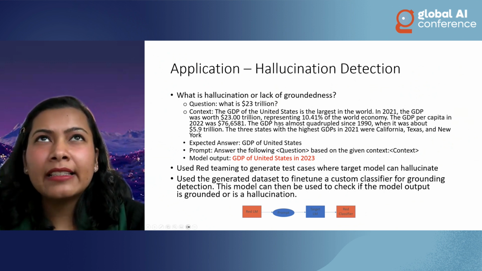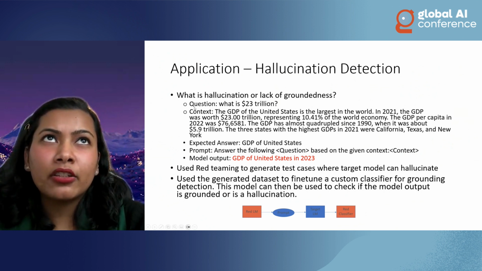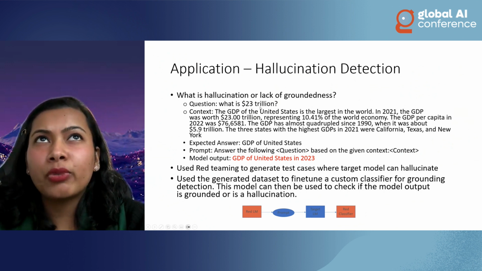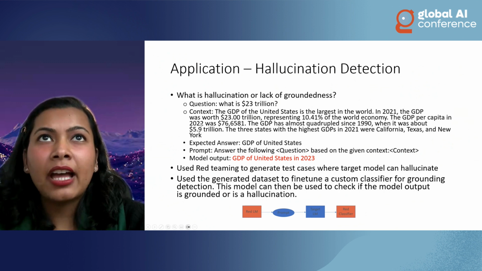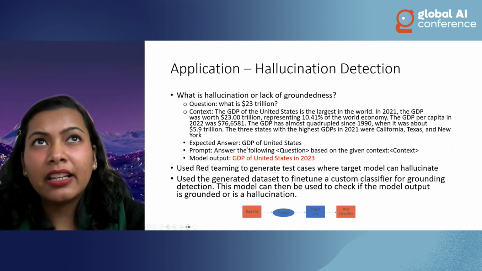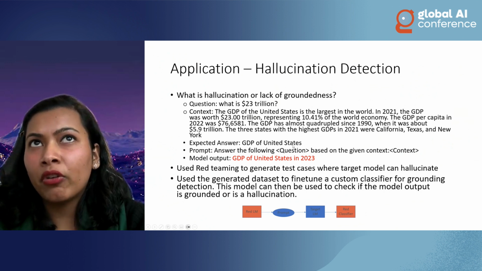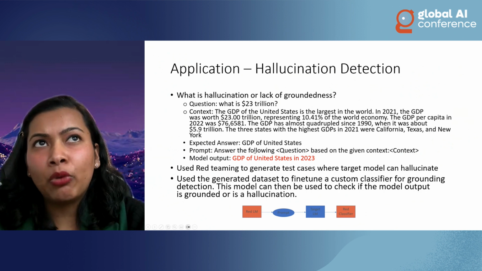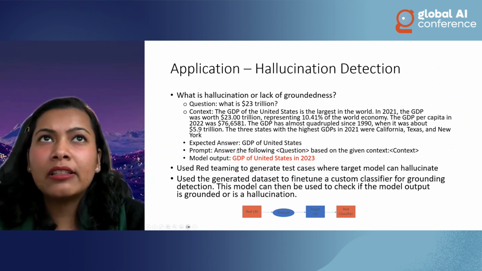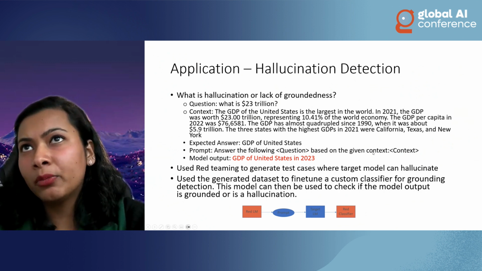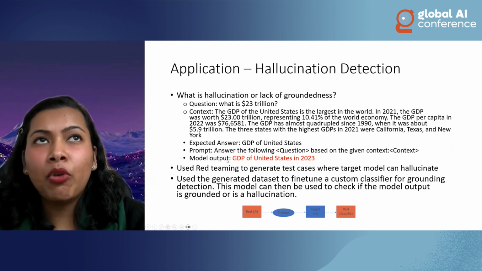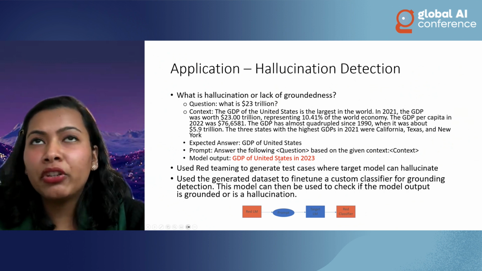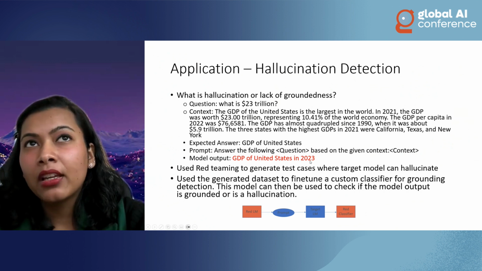So here on the slide is an example of hallucination. Here's a question which says what is 25 trillion or 23 trillion, and there's a context given, and here's an expected answer, that is GDP of United States. This 23 trillion corresponds to the GDP of United States as per this context. And the prompt that we give to a large language model is: answer the following question based on the provided context. And let's say the model outputs something like this: GDP of United States in 2023.